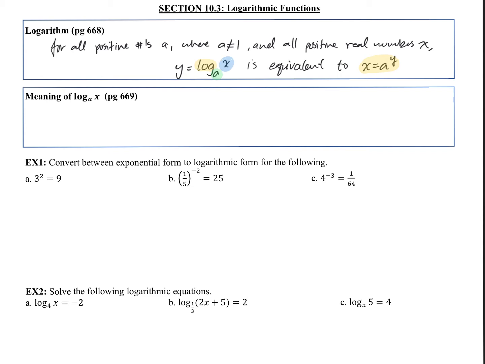Now, the x value here is called the argument, and that should be on the same line as the log. If you're writing on lined paper, it'd be on the same line. And then the a is a subscript, so it should be down by the tail of the g. And that is called, once again, the base.